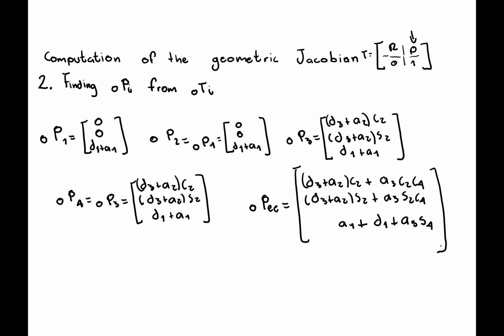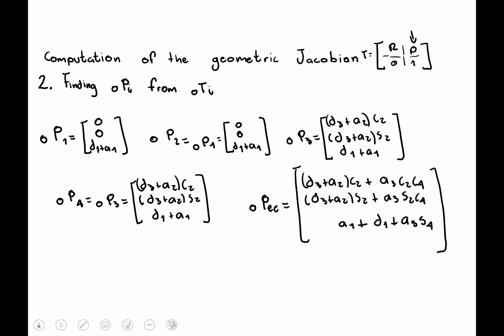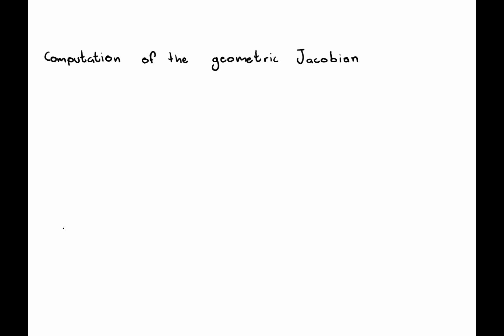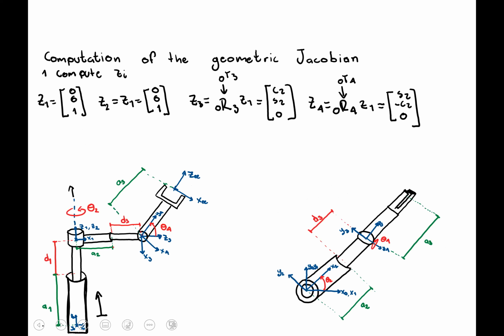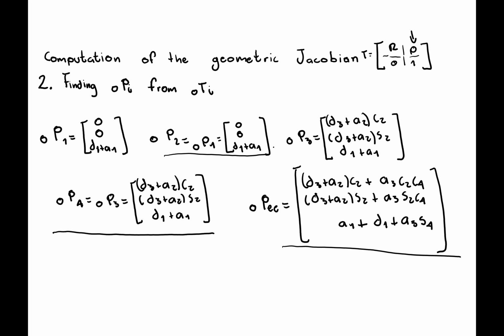Actually, the only ones that we needed were the ones related to the rotational joints, which were 0p2 and 0p4. Of course, we needed the end effector one, so we only needed these three because we're only going to use them in the cross product. But in any case, I'm putting all of them here.